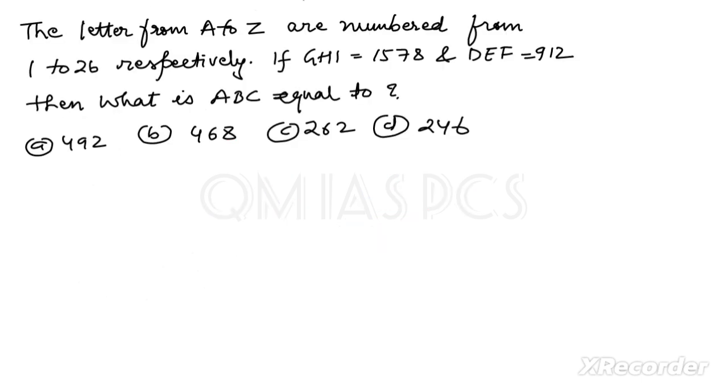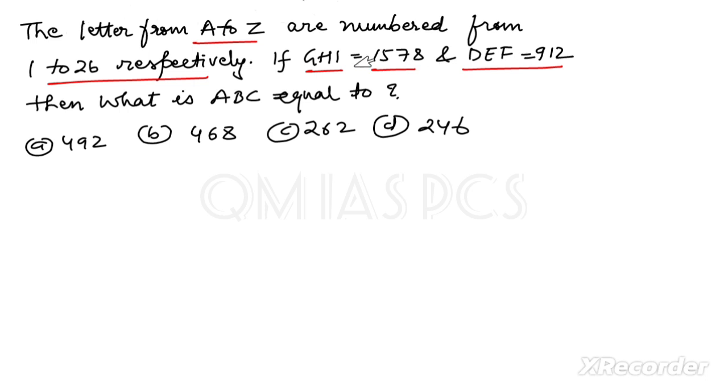Okay, so what is the question? The question is, the letters from A to Z are given numbers from 1 to 26 respectively. You have to write from A to Z in the sequence of 1 to 26, right? So it is given that GHI is equal to 1578 and DEF is equal to 912. Then what is the value of ABC?